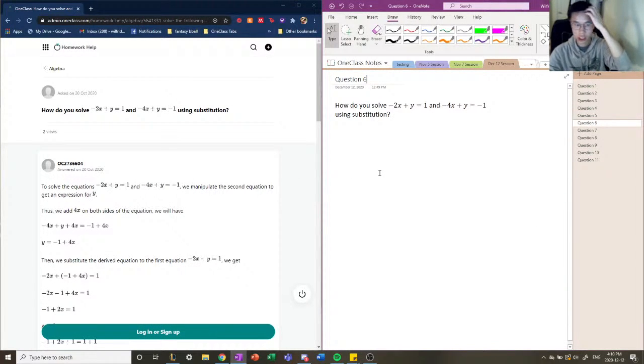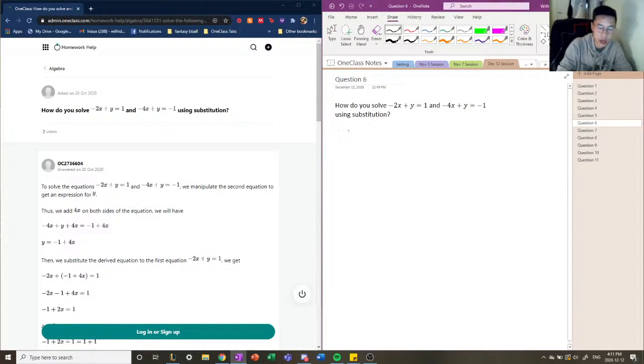All right, so the next question is covering system of equations, and it reads, how do you solve negative 2x plus y equal 1 and negative 4x plus y equal negative 1? So basically, they're asking for the values of x and y, which will satisfy both of these equations, okay? And if you look more closely, you would understand that these both are line equations. So if you were to think about this graphically, they're actually looking for the point of intersection between these two lines. And the point of intersection is going to be the x and y that will solve both of these equations. Okay, that'll make both of these equations true, basically. And they ask us to use substitution, so we're going to use substitution.